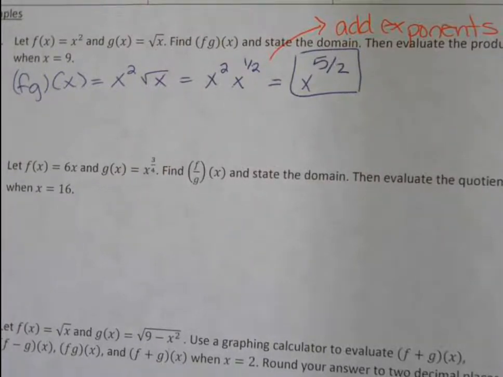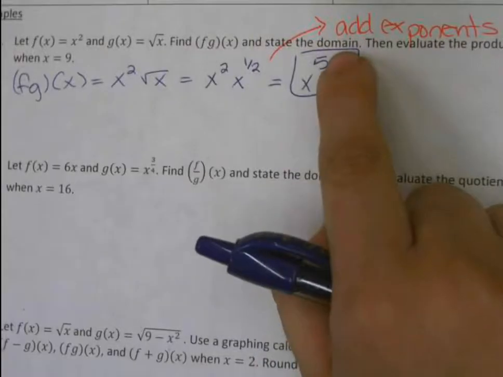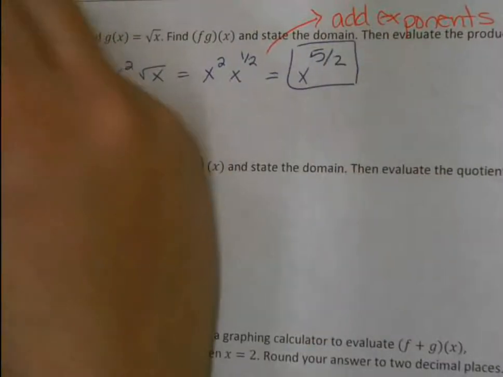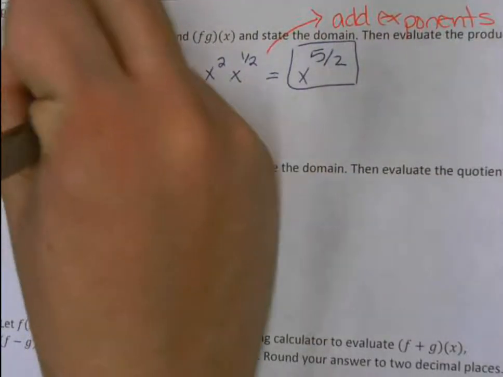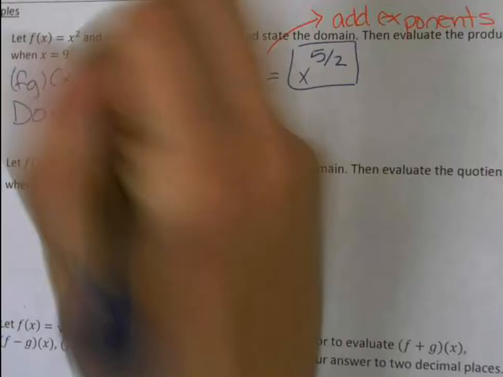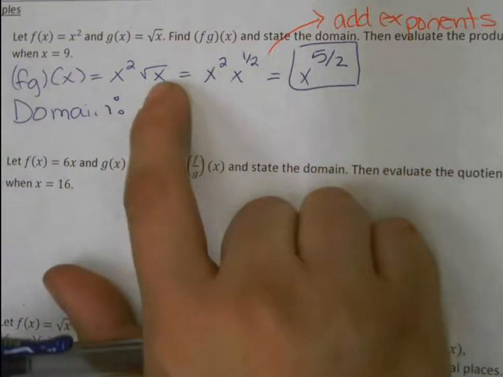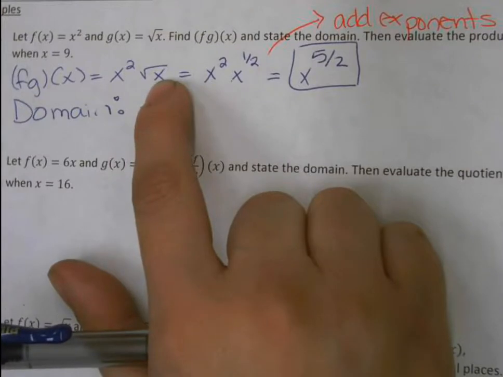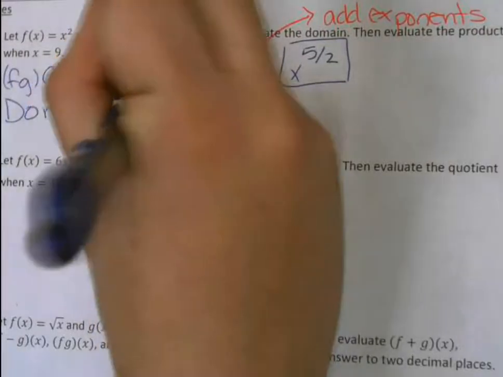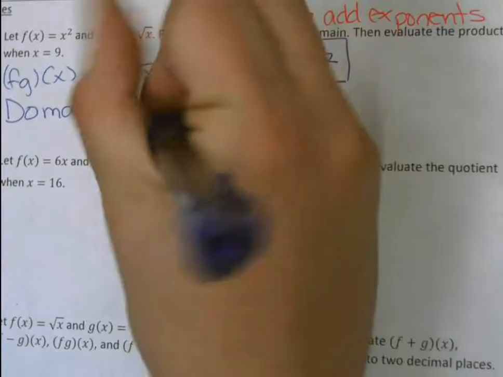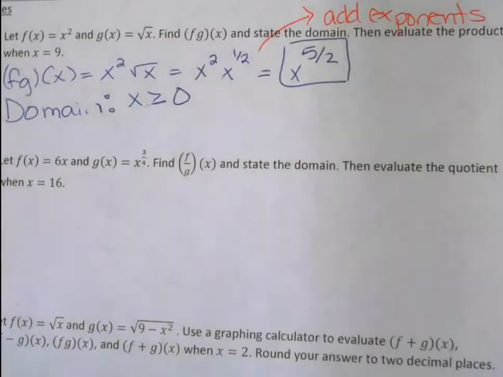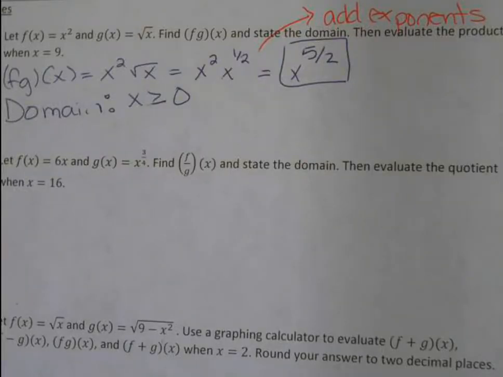No. This one also wants my domain. So my domain is going to be, is there anything I can't plug in? Remember, one of the things I multiplied by was the square root. Close. More than. If it's what? If the exponent is odd.